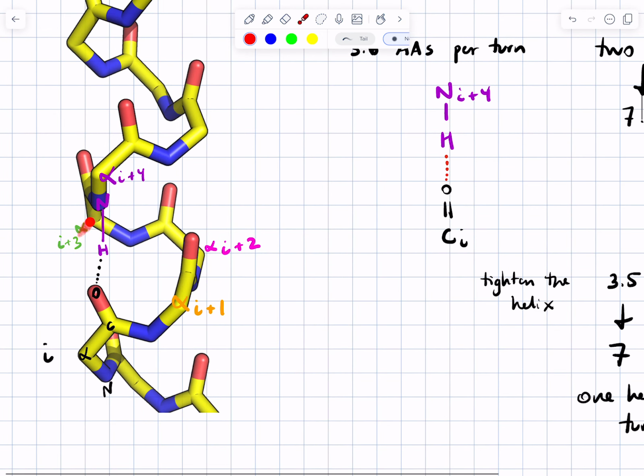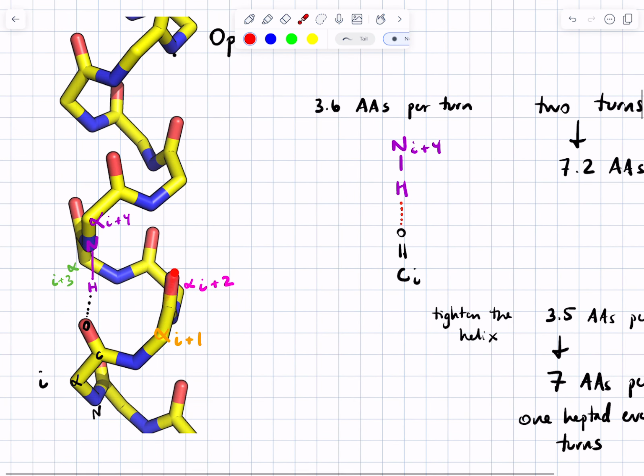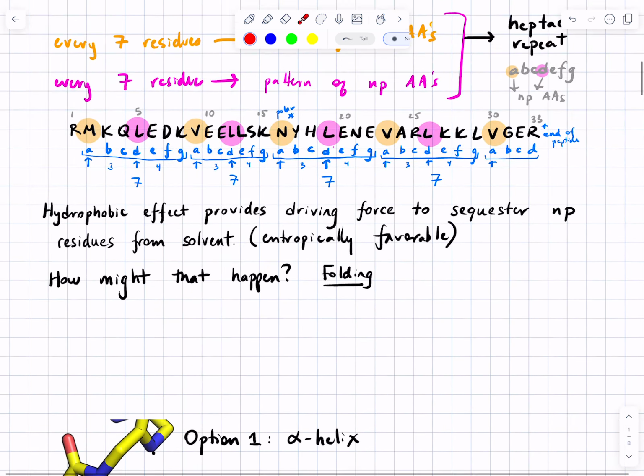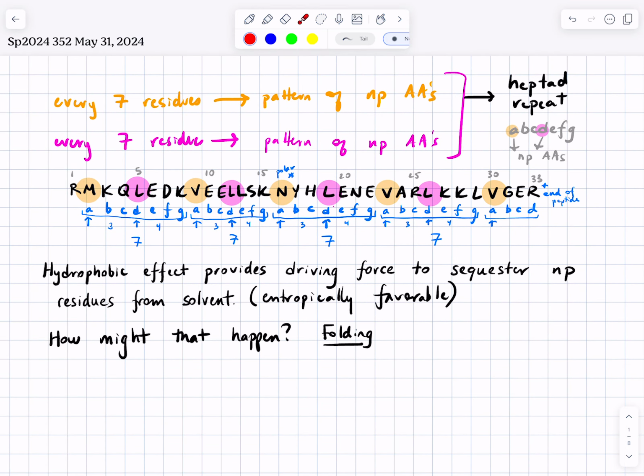But if the I plus 3 and the I plus 4 residues sort of straddle in space the position of the I residue, that means there's about 3.5 amino acids per turn in this helix, or about 7 amino acids per 2 turns. Remember our sequence pattern of 7 residues. That means if this sequence were to fold into an alpha helix, this first heptad would comprise 2 turns of the helix, and then the next would comprise 2 turns of the helix.